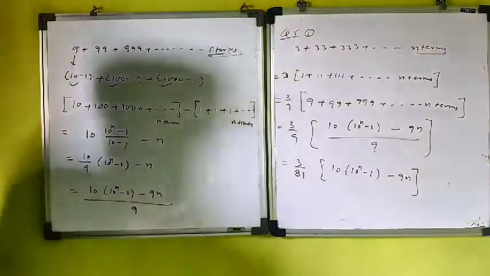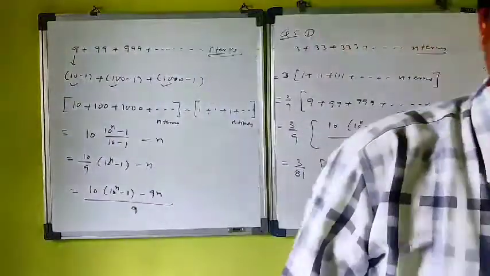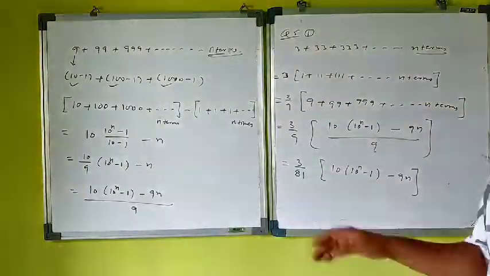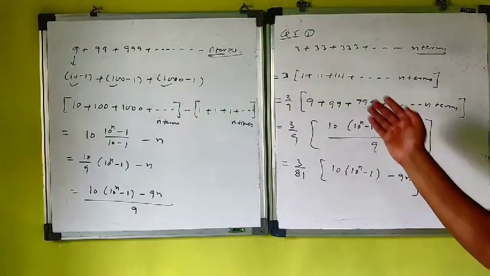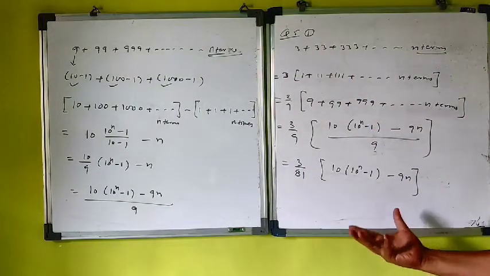So that is because of 333. When 333 is there, suppose it's 555, what happened to this? It becomes 5 upon 81. 666 becomes 6 upon 81. But this bracket remains as it is.